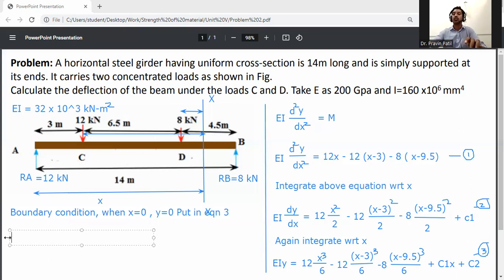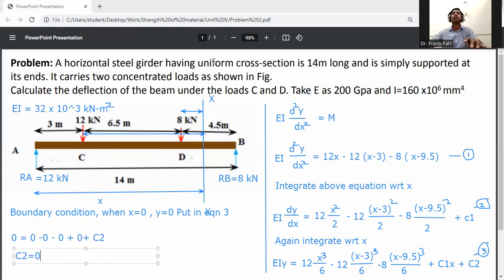So when x is equal to 0, this term will be 0, so 0 is equal to 12 into, this term will also be 0, then this term will get a minus value, 0 minus 3. If we get a minus value, we take this term as 0. Then minus 8 into x minus 9.5, x is 0, so it will be a minus value, so it will take 0 value. Then C1 will be 0, then plus C2. So C2 is equal to 0.